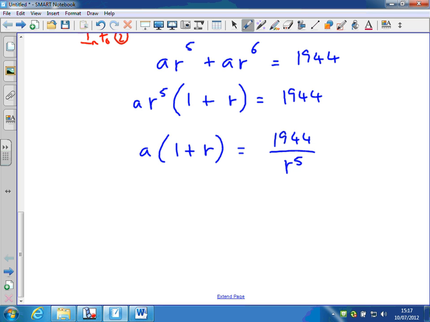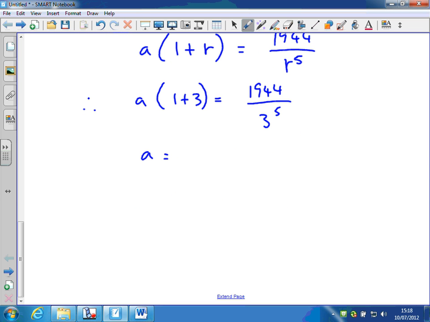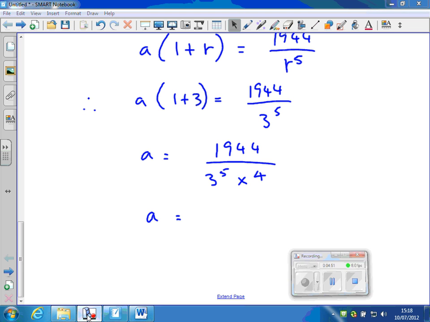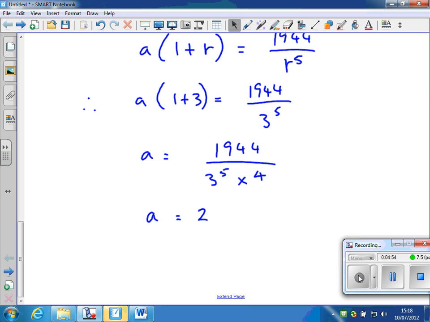But of course now we know what R is. R is 3. So therefore A into 1 plus 3 equals 1944 over 3 to the power 5. So A equals 1944 over 3 to the power 5 times 4 effectively, because I divide both sides by 4 to get rid of that 4. And then I can put that into a calculator to find A. And A turns out to be 2.